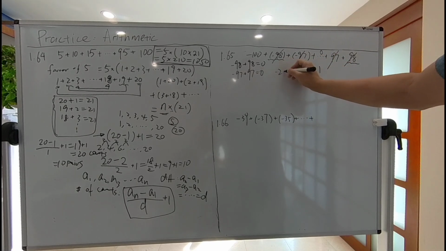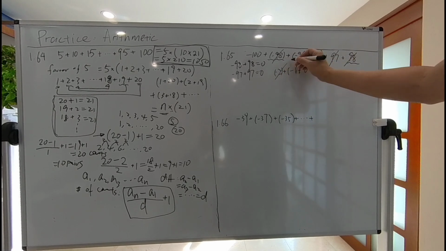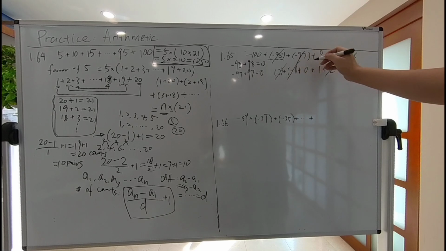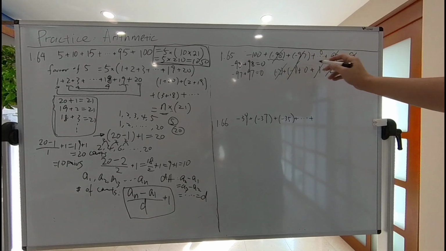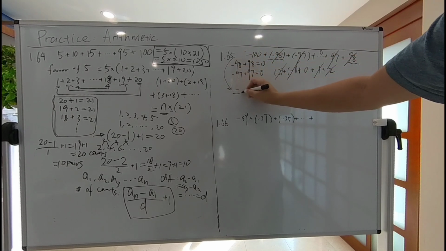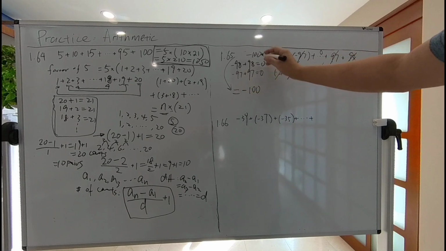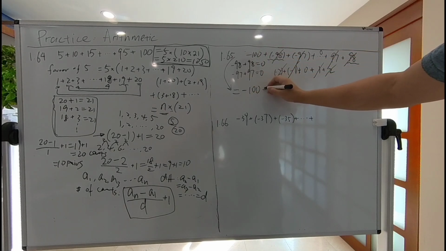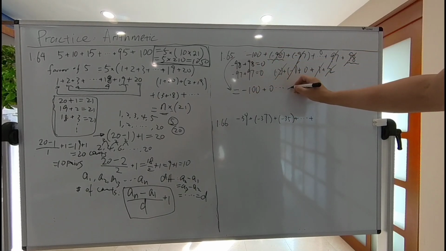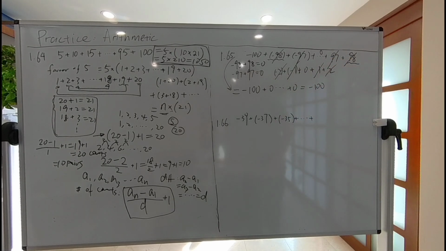Maybe I can write 2 more terms, right? So they will be symmetrically cancelled out 1 by 1, and then a 0 is left in the middle. So then this can be easily simplified as minus 100 untouched, and then plus 0, and it's all zeros, and so it will be just equal to minus 100. Right, okay, let's see the next one.